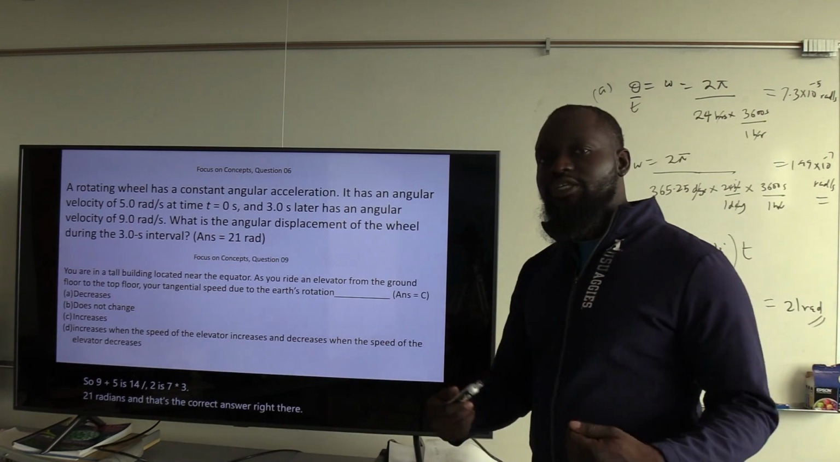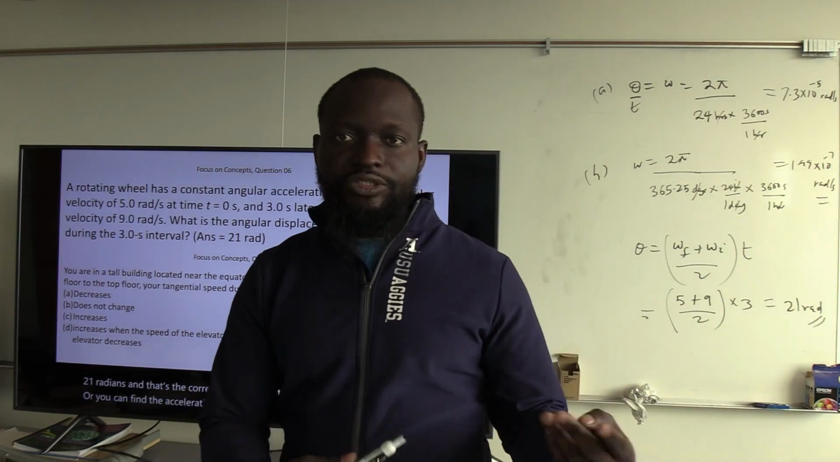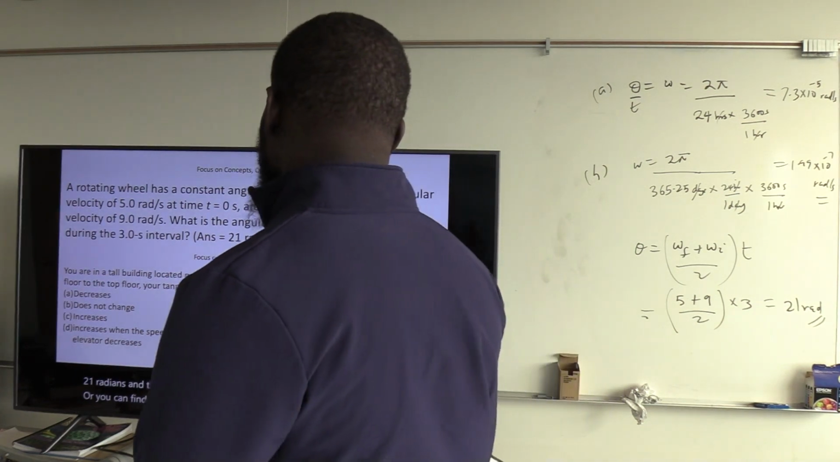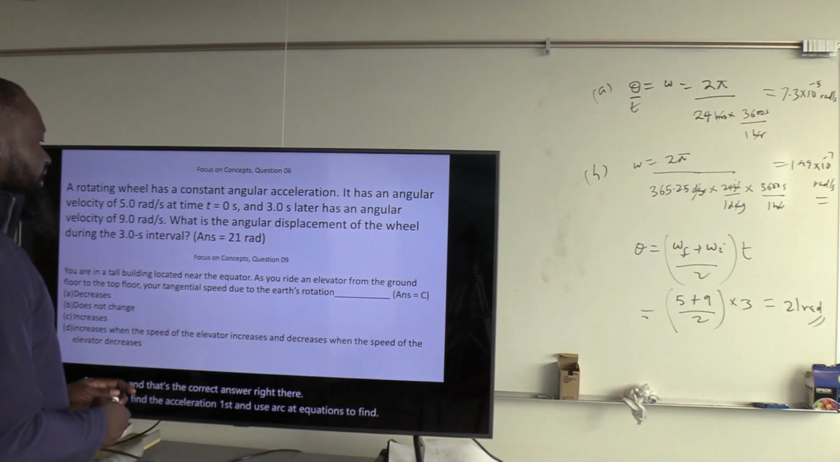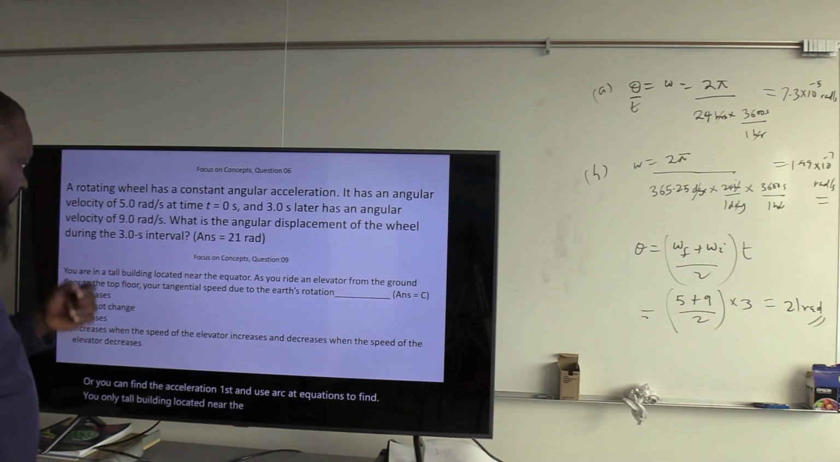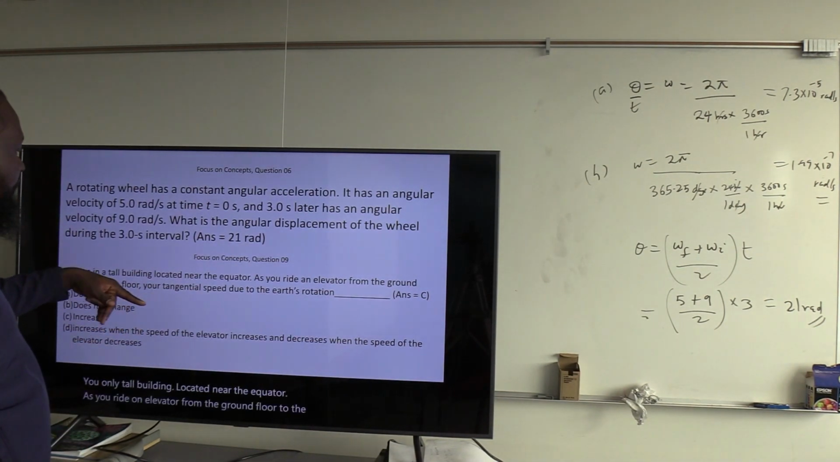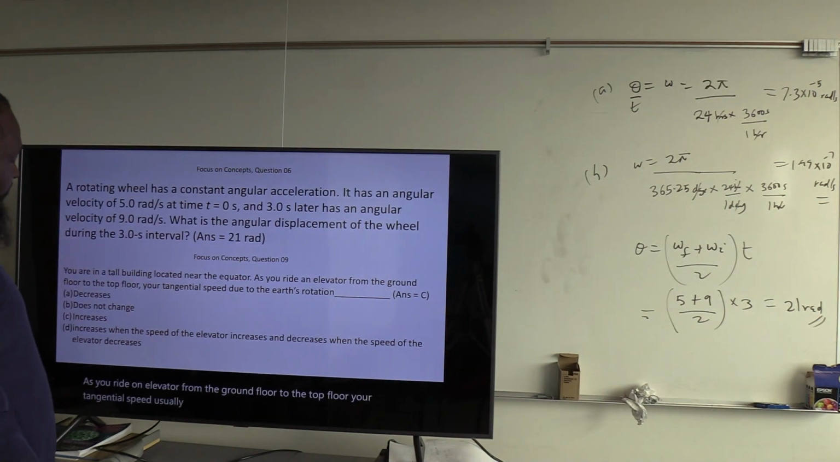Or you can find the acceleration first and use other kinematic equations to find the displacement, but that's too long. You are in a tall building located near the equator. As you ride on an elevator from the ground floor to the top floor, your tangential speed due to the Earth's rotation increases. Why? Because you are near the equator.